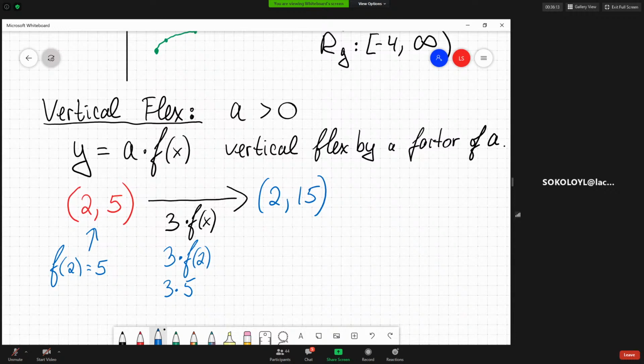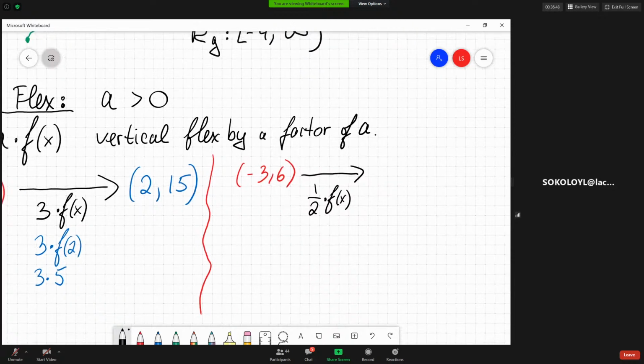If on the other hand my a is less than 1, and I'm multiplying by a value less than 1, then it'll make my new y value smaller. So if I had a point, let's say (-3, 6) or something like that, and I'm applying a vertical flex of a half to my function, then again, my x value doesn't change. For that point, my x value would still remain -3.